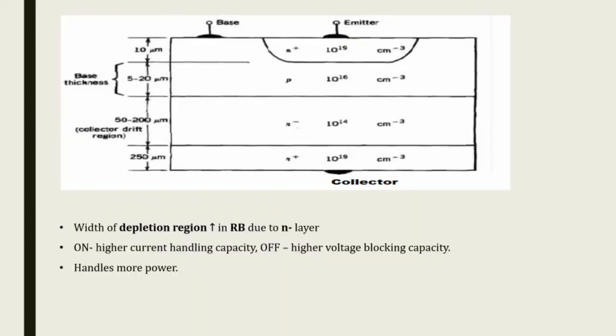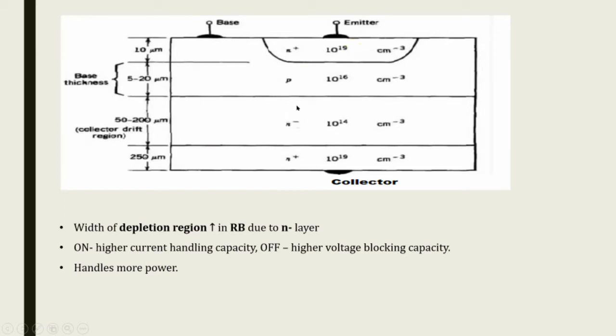So moving into the slide. Here the width of the depletion region increases in reverse bias due to the N minus layer. Yes, here you can see this N minus layer. The major function of this N minus layer is that in reverse bias condition the depletion region will be increased towards this N minus region. So if the thickness of this N minus region is increased, the depletion region will be increased. So ultimately the voltage blocking capacity will increase. So that is the major function of this N minus layer.